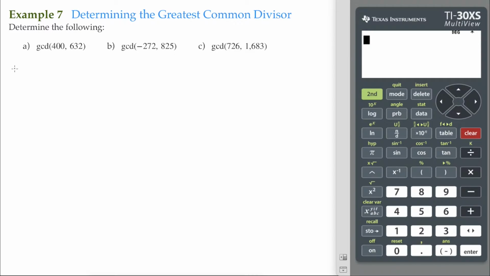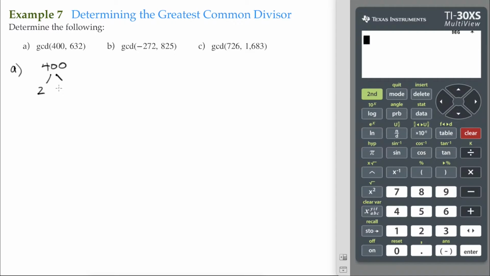So for A here, for 400, we'll just do prime factorization for 400. Again, I like to start with the smallest prime. You don't necessarily have to. I just think it's good practice. That's a particular way that I like to do it. And besides, 400 is even, so right away I can see that 2 goes into it.